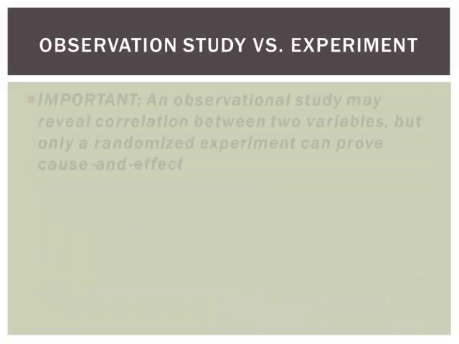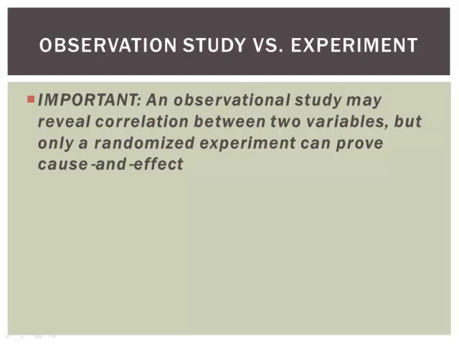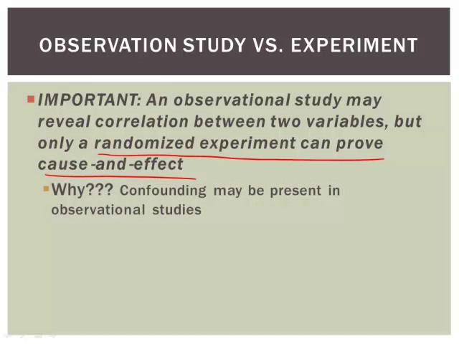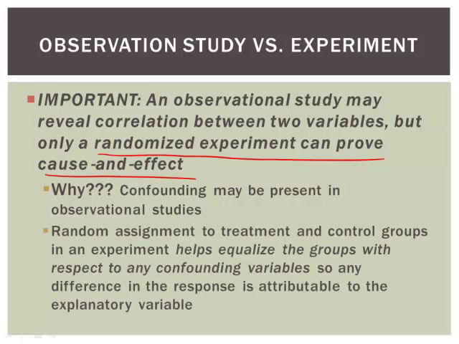So, observational studies versus experiments. An observational study may reveal correlation between two variables, but only a randomized experiment can prove cause and effect. Why? Well, this is because confounding may be present in observational studies, as we just talked about. Random assignment is when we randomly assign to treatment and control groups.